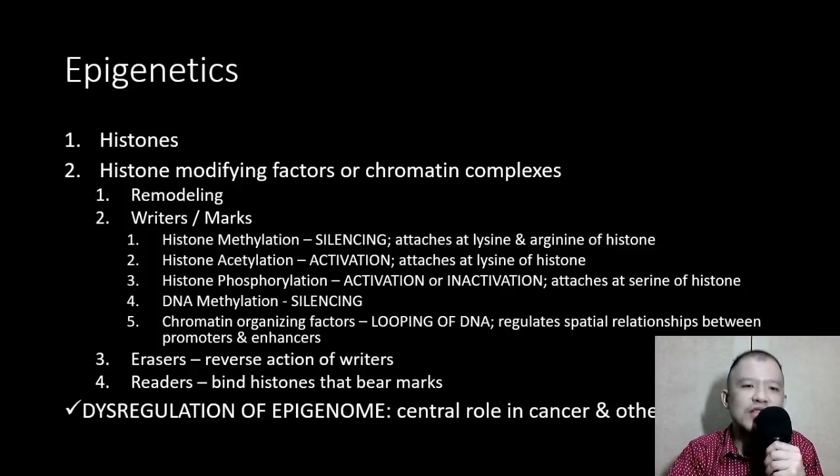Let's go to epigenetics. Epigenetics are elements that are outside the DNA, and we are talking about the histones and the histone modifying factors, or what we call the chromatin complexes. Histones are proteins that the DNA winds around, causing a clumped DNA, especially in the inactive form.